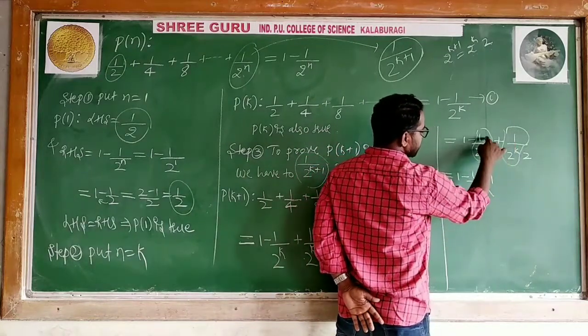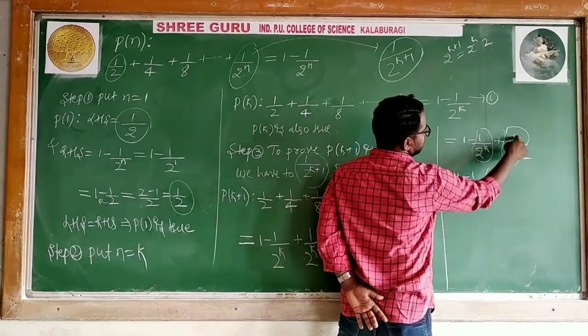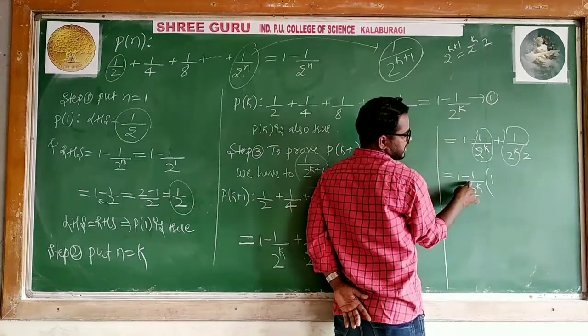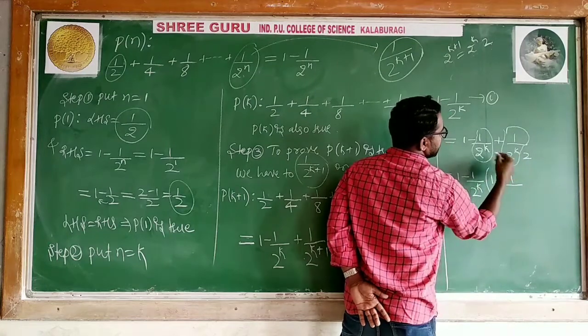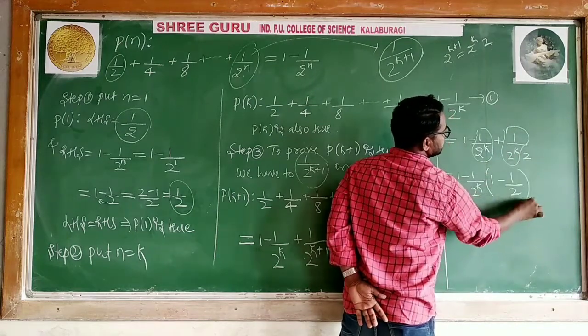Plus, but you are taking minus 1 divided by 2 to the power k plus 1 divided by 2 to the power k, which means when you are taking minus common, you have to write minus here. 1 divided by 2 to the power k common means what remains? Minus 1 by 2. See there.